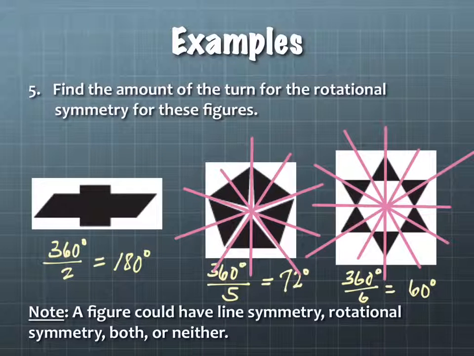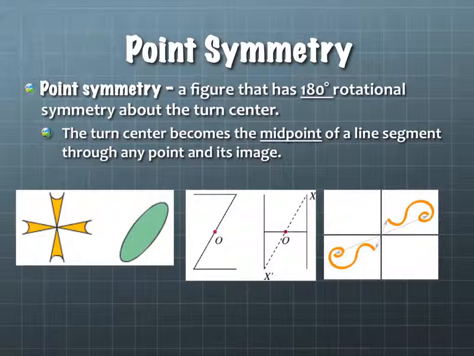So on the first one we had turn symmetry but no reflection symmetry, or no line symmetry. But on the others we ended up having both. There's one more type of symmetry, and it's called point symmetry.